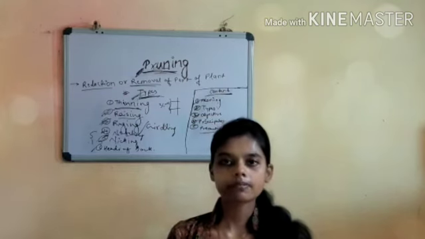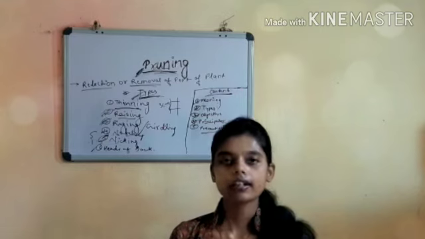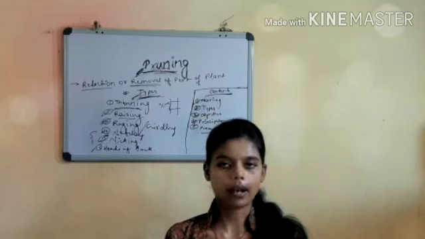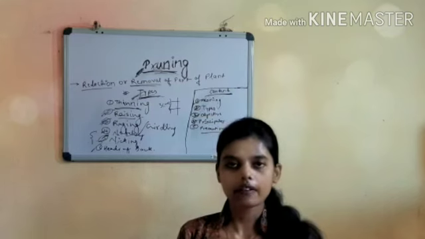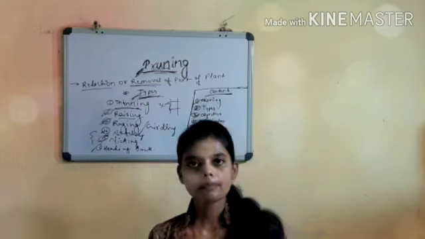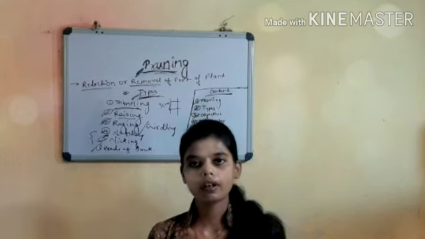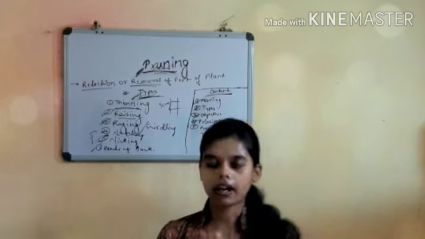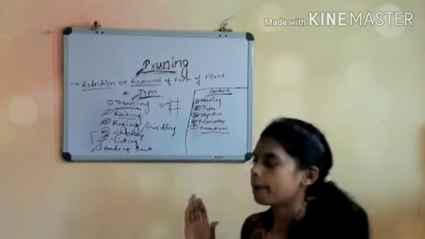Next, pruning helps in regular bearing of plant. It also invigorates the plant. Invigorate in the sense strengthen the plant. Pruning helps to have differentiation between vegetative and reproductive growth, and pruning also helps proper sunlight and air to penetrate into the plant. So here we completed the topic pruning.